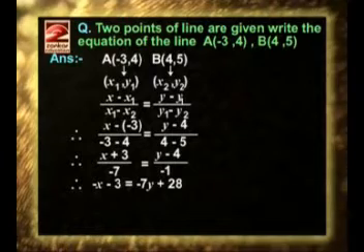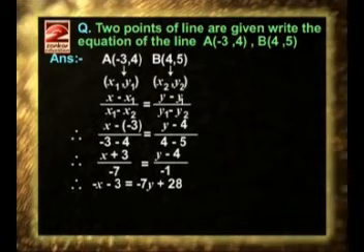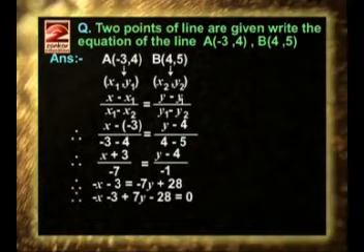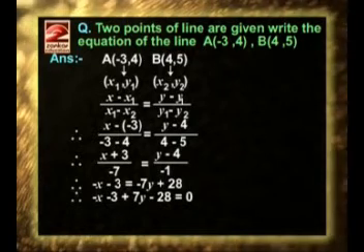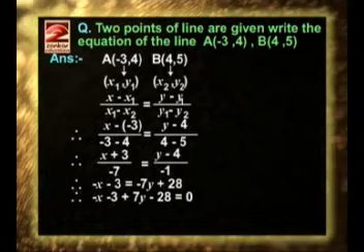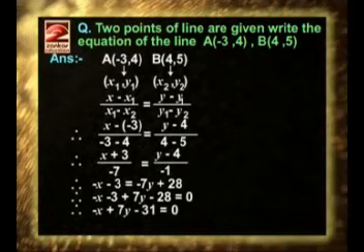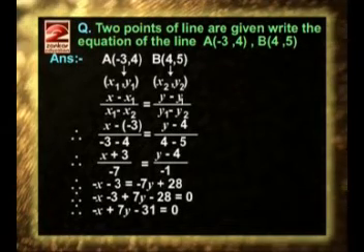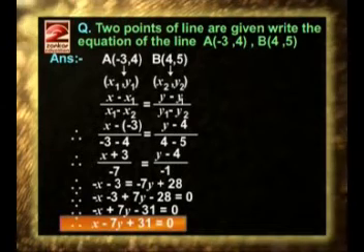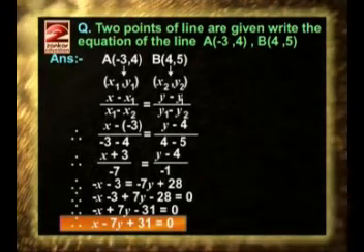Therefore, minus x minus 3 is equal to minus 7y plus 28. Therefore, minus x minus 3 plus 7y minus 28 is equal to 0. Therefore, minus x plus 7y minus 31 is equal to 0, and therefore x minus 7y plus 31 is equal to 0.